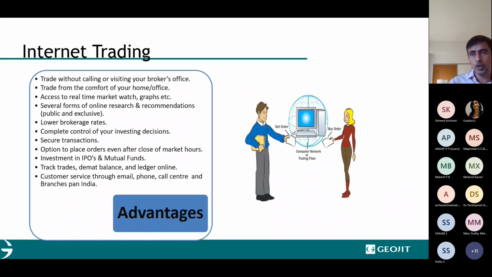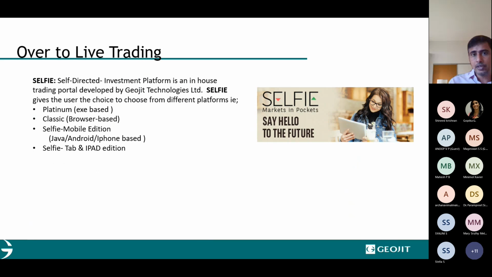Mobile phones. So we also have an app in the Play Store. You can search as Selfie Geojit. So that's the name of the app. You can search the name Selfie Geojit and install the app on your mobile and start trading.